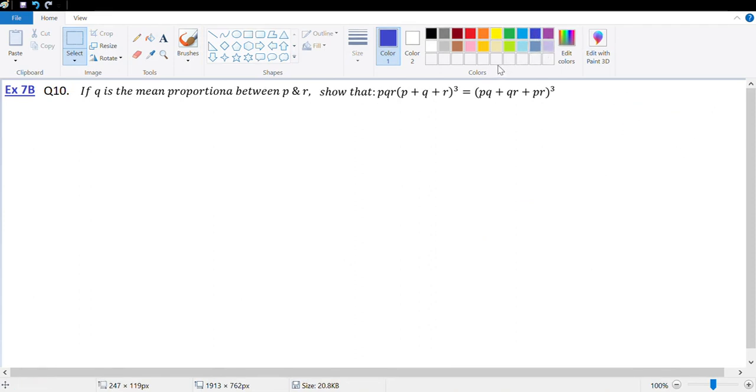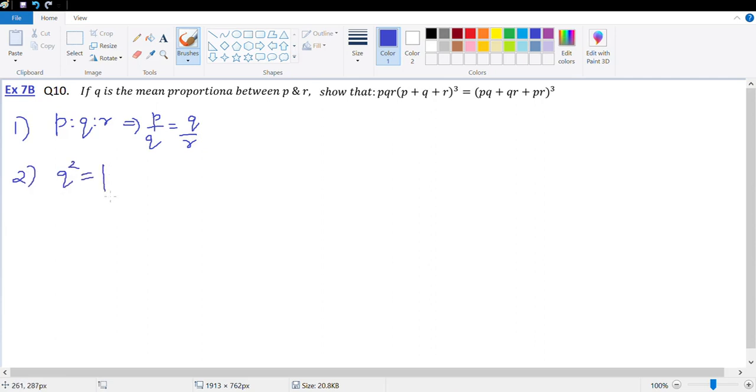So question number 10, that's the first question that we solved. Question number 10 says, if Q is the mean proportional between P and R, so P is to Q is to R, which means P upon Q is equal to Q upon R. What this also means is Q square is equal to PR. That's what's given. Show that PQR multiplied with (P plus Q plus R) cube is equal to this.